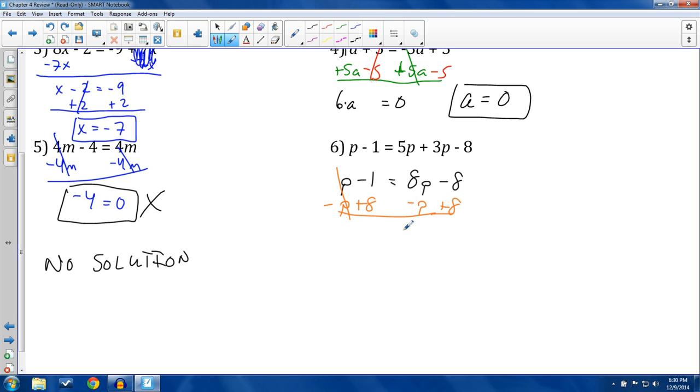8p minus p is 7p. Negative 1 plus 8 is 8 minus 1, which is 7. Divide both sides by 7. You get p equals... Notice how you can cross that out, but 7 over 7 isn't 0, it's 1. So don't cross it out and just think, oh, it's 0. That's for addition and subtraction. P equals 1.